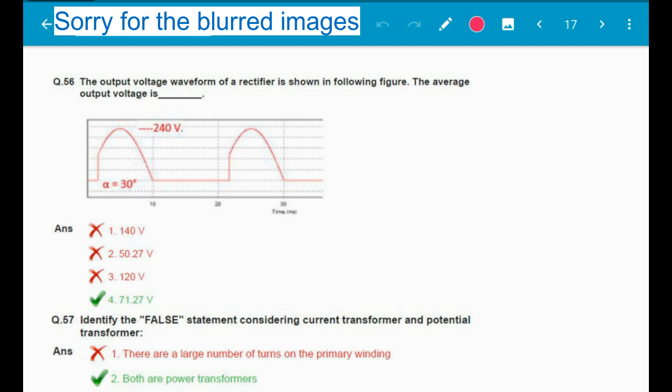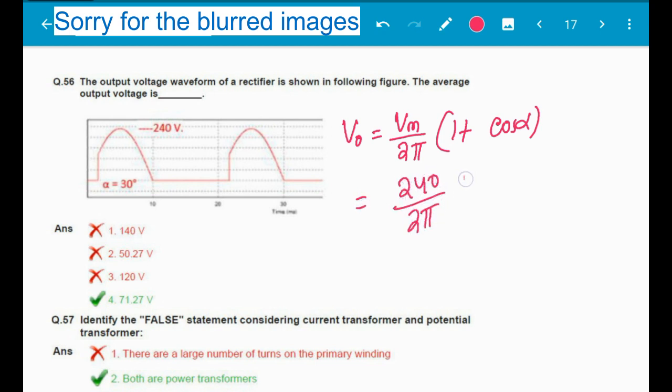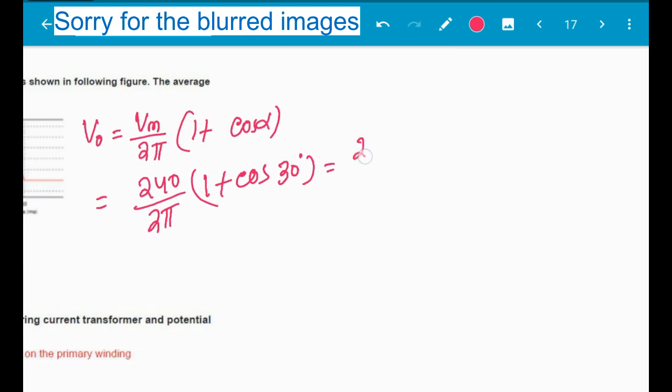So what is the formula? V output is equal to Vm by 2 pi (1 plus cos alpha), already used in another problem. So the problems are repeated. So this is 240 by 2 pi (1 plus cos 30). So this is 240 by 2 pi (1 plus root 3 by 2), and its value is 71.277 volt. This is fine.